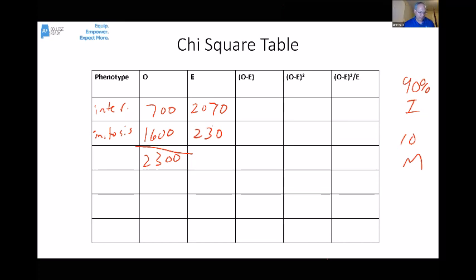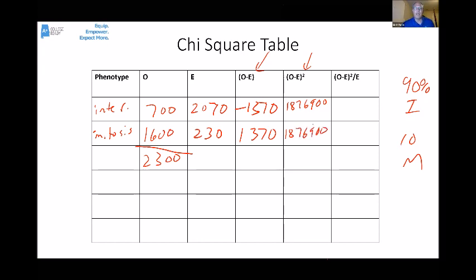So let's go O minus E. So that's 700 minus 2070. So that comes out to be negative 1370. And then 1600 minus 230. That comes out to be positive 1370. And then in this column, we need to square this column. So 1370 squared. We get this huge number, 1,876,900. That's going to be the same right here.